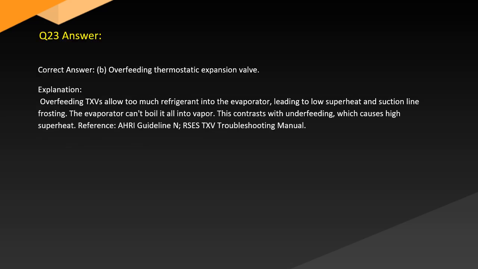Answer. Correct answer: B. Overfeeding thermostatic expansion valve. Explanation: overfeeding TXVs allow too much refrigerant into the evaporator, leading to low superheat and suction line frosting. The evaporator can't boil it all into vapor. This contrasts with underfeeding, which causes high superheat. Reference: RE Guideline and CSV Troubleshooting Manual.